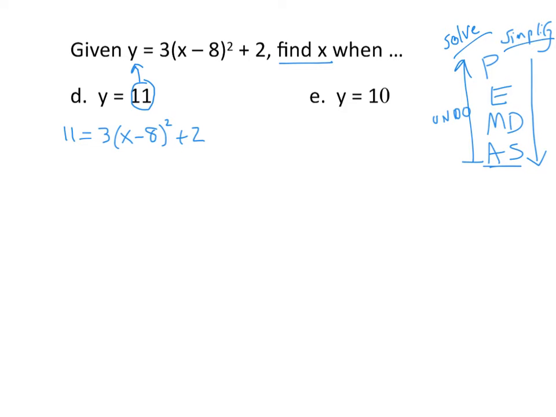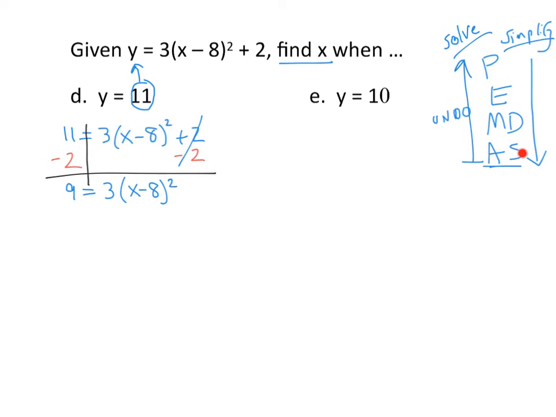So how do we undo something that has 2 being added? Well, we subtract it. Remember that if we subtract a number from one side of the equal sign, we need to subtract it from the other side. So 11 minus 2 is 9 equals 3 times x minus 8 squared, and these cancel.